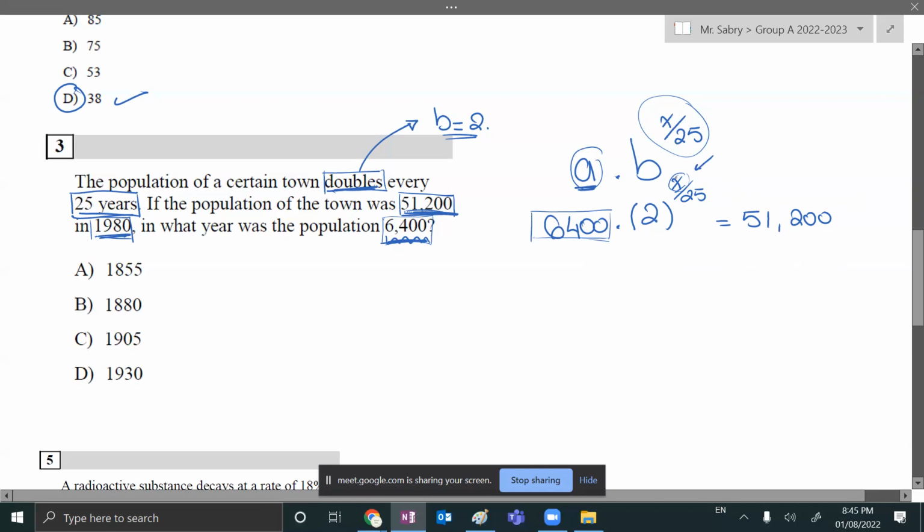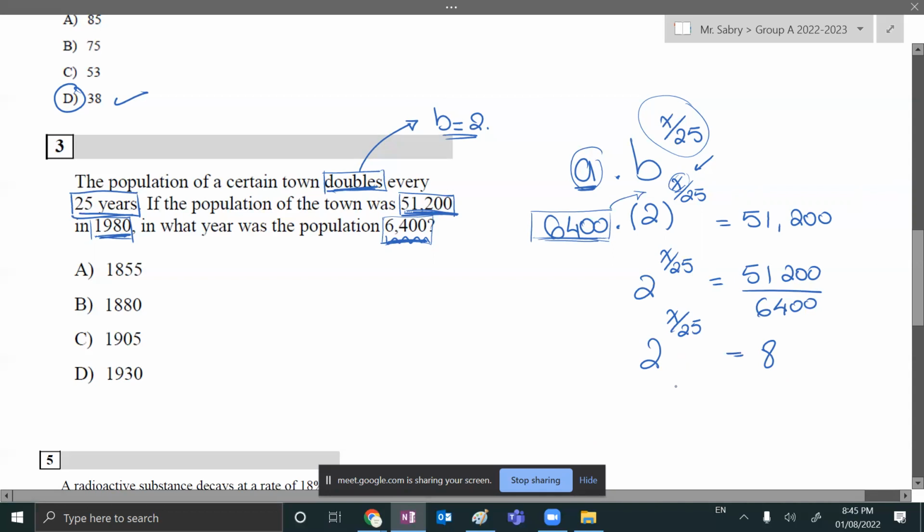How do I solve and find the value of X? Isn't the 6,400 multiplied? So it goes to the other side of the equal sign by what? How do I move the 6,400 to the other side? It's multiplied, so it goes to the other side by division. So then I should have here 51,200 divided by 6,400. Once you put this on a calculator, the answer is 8.